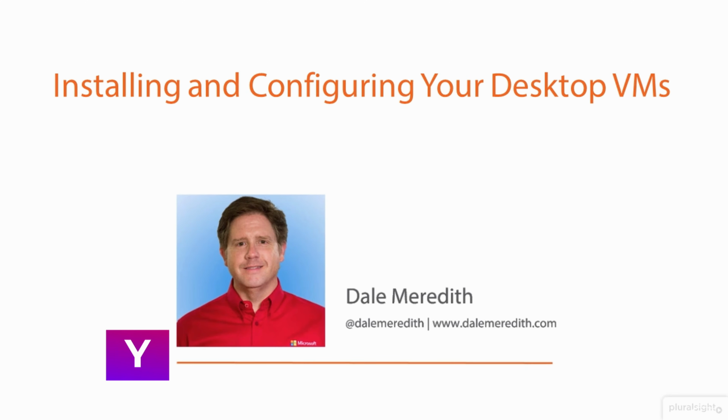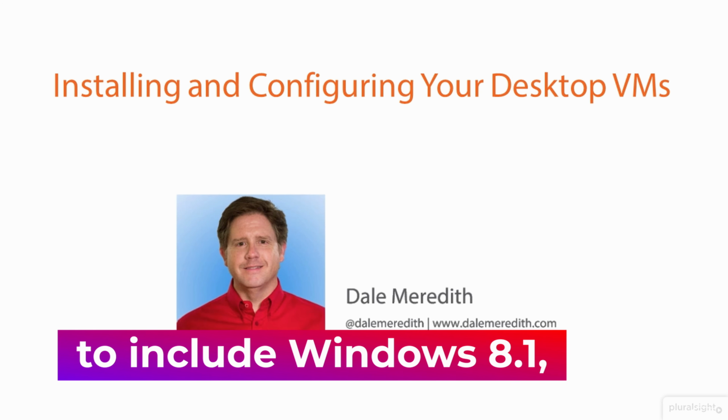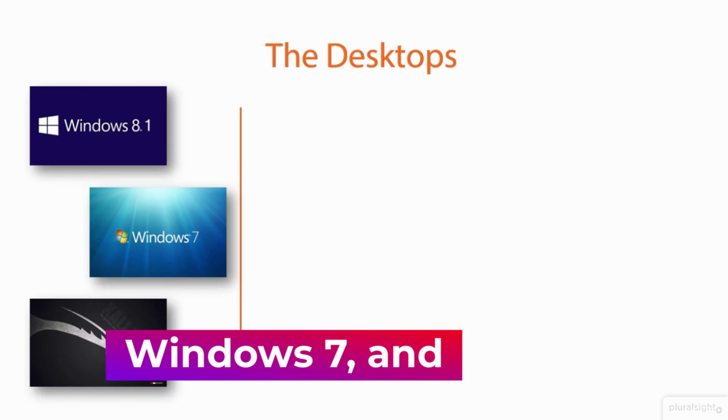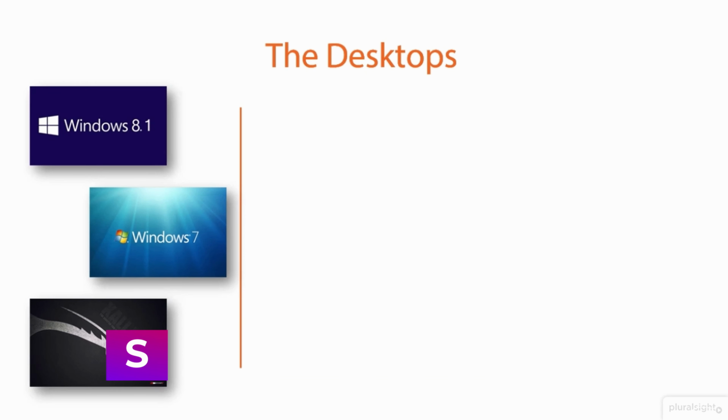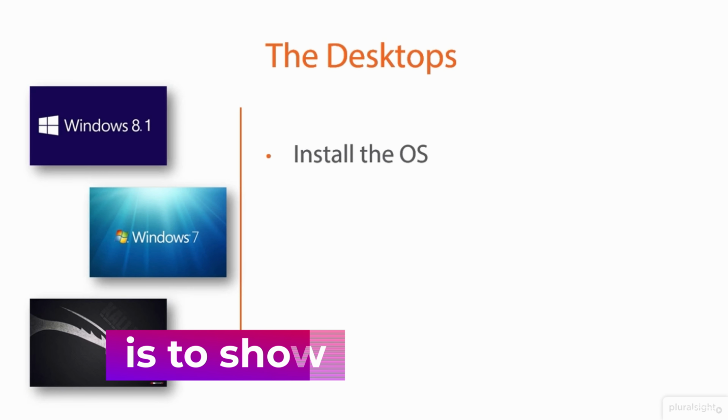You're thinking, Dale, I've got my servers. What else do I need? Well, typically an attacker is going to go after one of your desktop machines first in order to make his way into your servers. So we're going to go through in this module and look at how to install and configure your desktop virtual machines. Those desktop machines are going to include Windows 8.1, Windows 7, and Kali. We'll take you through one at a time and show you how to install those.